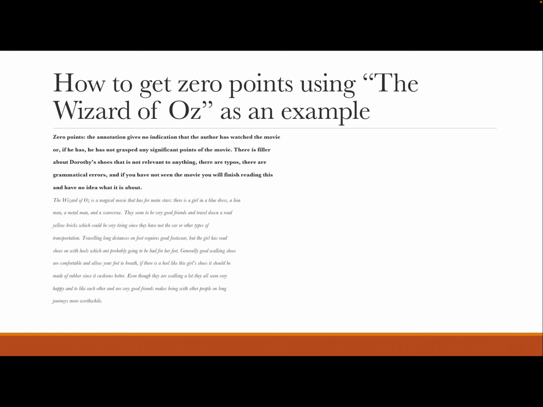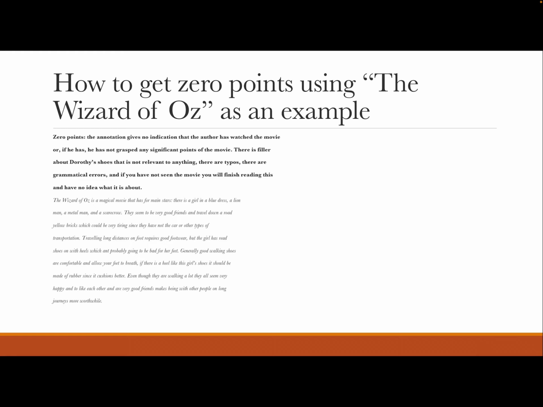All right, so here are some examples of how to get 0 points using the Wizard of Oz as an example. And the idea here is this is a very bad annotation. So let me read it. I'm assuming most of you have seen The Wizard of Oz. Okay, so this annotation the student submitted says: The Wizard of Oz is a magical movie that has four main stars. So typo, right? It's four, F-O-R instead of F-O-U-R.